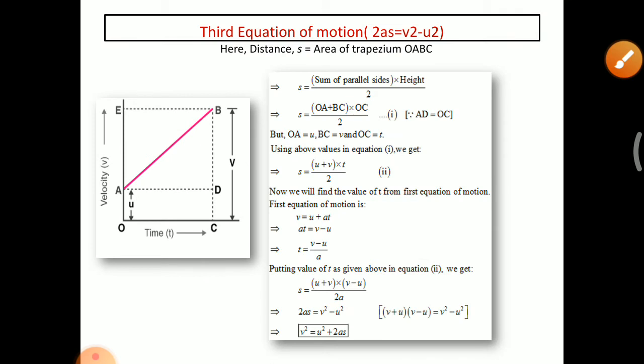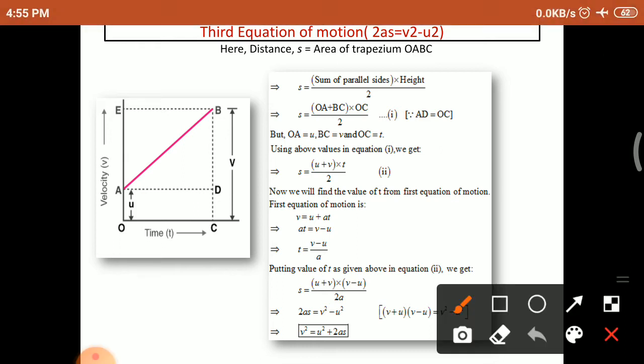So the third equation of motion is 2AS equal to V squared minus U squared. So with the third equation of motion, we can also calculate the distance traveled by the object. So here we know that it traveled this much distance. So here the distance S equal to the area of the trapezium OABC.